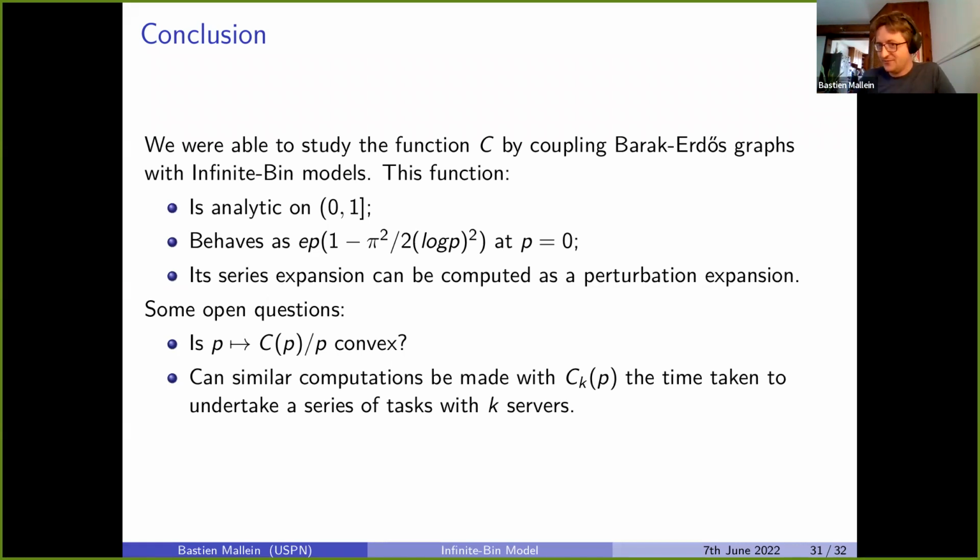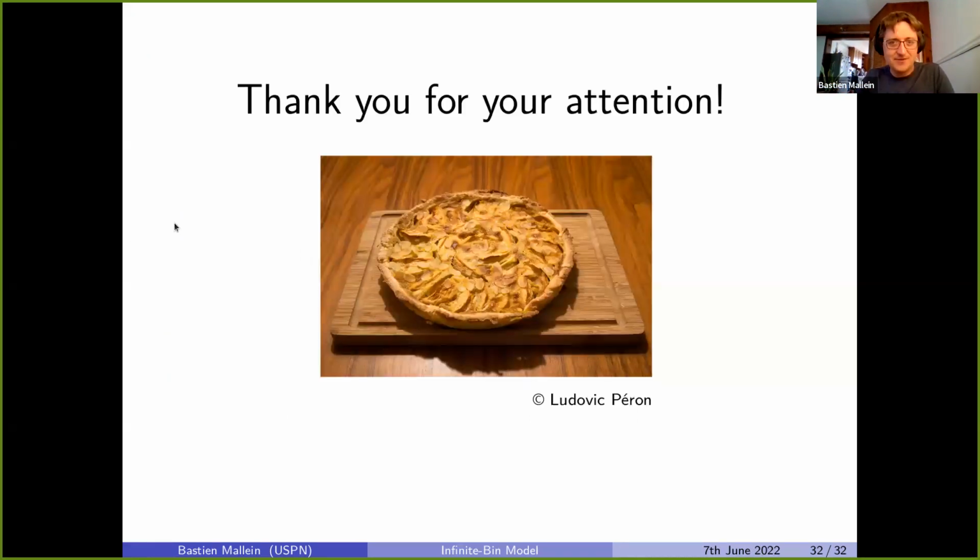But another nice extension that we started to work with, and are still making progress on, is this: I started with an infinite number of cooks to make my very hard recipe. What if I have only exactly k cooks? Can I define a function C_k of p and can I study its properties? And are they similar or not too similar to the ones of this? Well then, thank you very much for your attention.